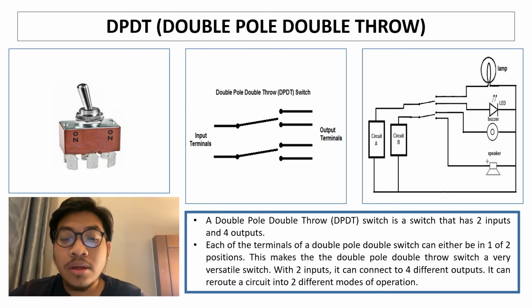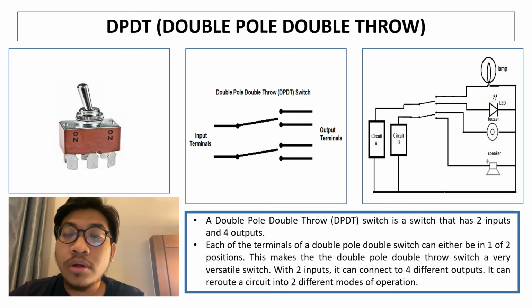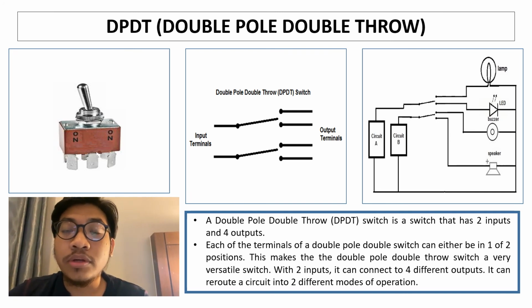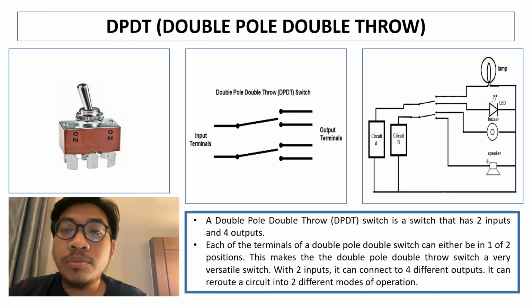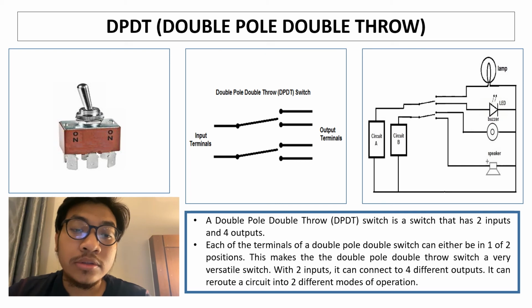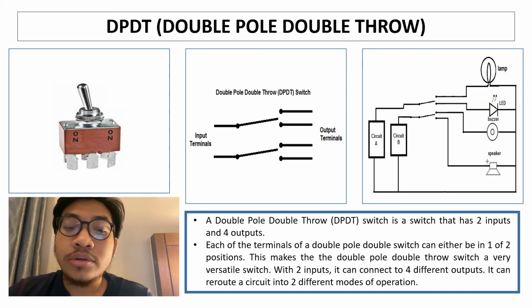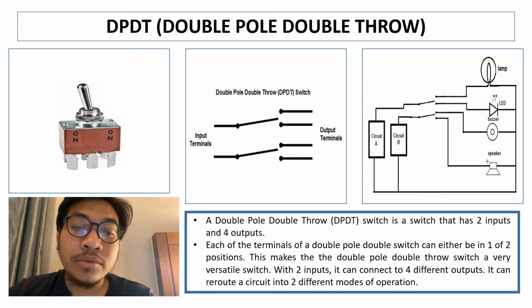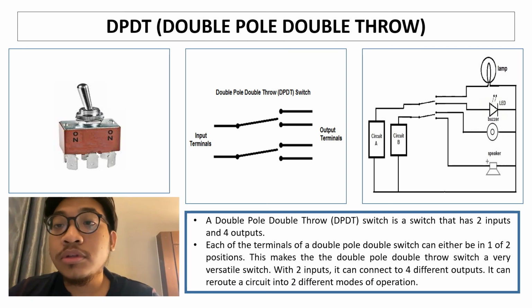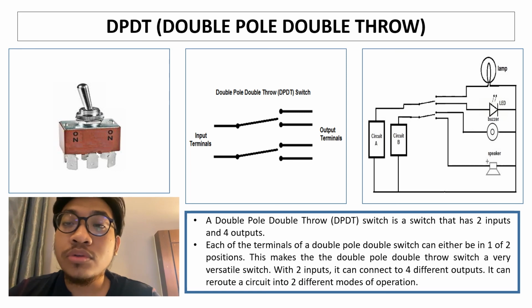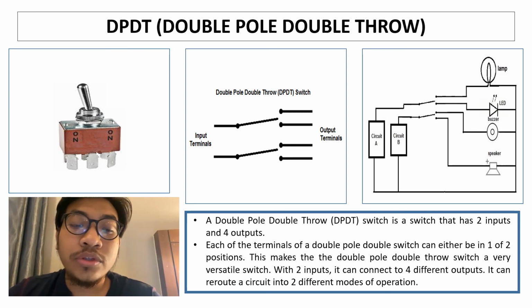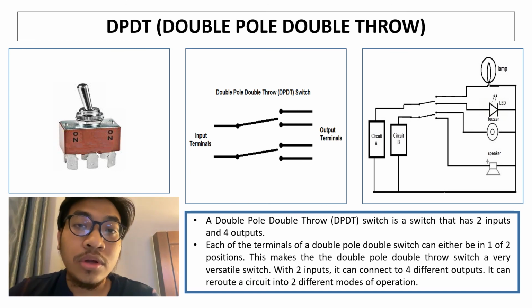Okay, next I will tell you about double pole double throw. Just like I said before, there are 4 types of switch: single pole single throw, single pole double throw, double pole single throw, and this is double pole double throw. But before that, I will tell you about double pole single throw. The function of that switch is the same as single pole single throw. The difference is just the input of that switch is 2 and the output is 2. So I will just skip that switch and will tell you about double pole double throw.